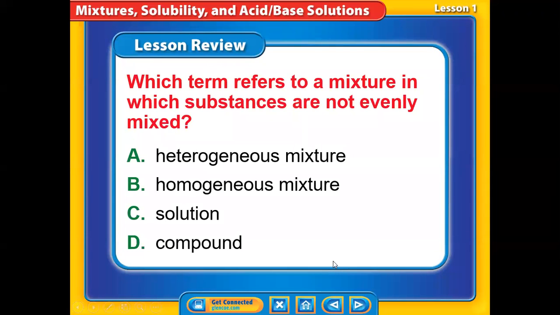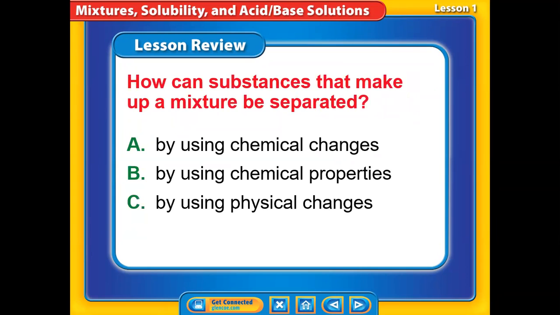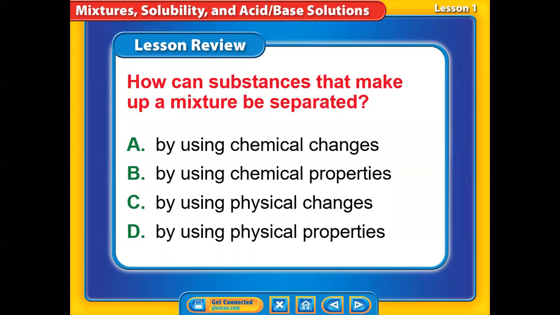Then the next. Which term refers to a mixture in which substances are not evenly mixed? Let's see who can answer this. Okay, Maya. A. So heterogeneous mixture, good. Let's pass to the last question. How can the substances that make up a mixture be separated? How we separate the substances of a mixture depends on what? Yes, Fadia? D, by using the physical properties.